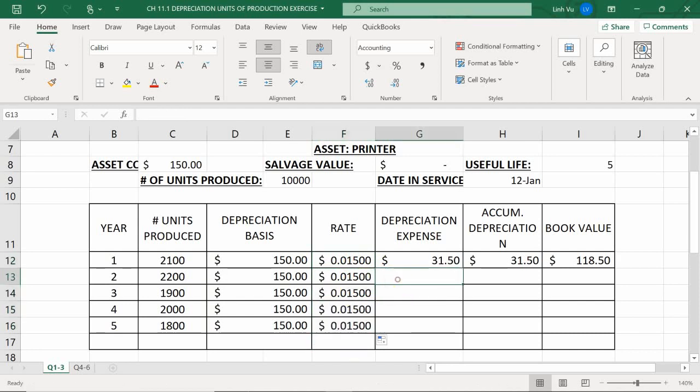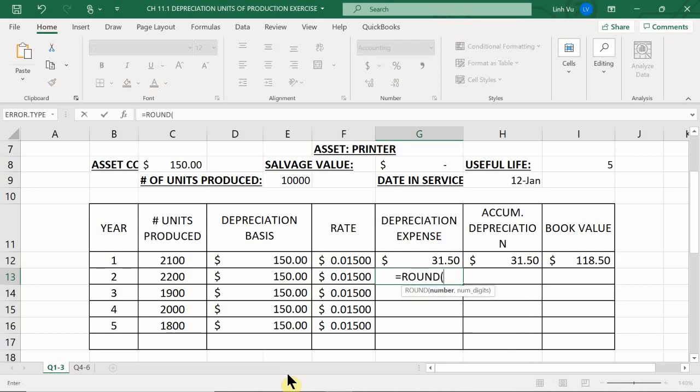This time, the difference is that every year I'm going to have a different depreciation expense, because it depends on how many units I produce that year. So what is my depreciation expense for year 2 if I printed out 2,200 pages? $33.